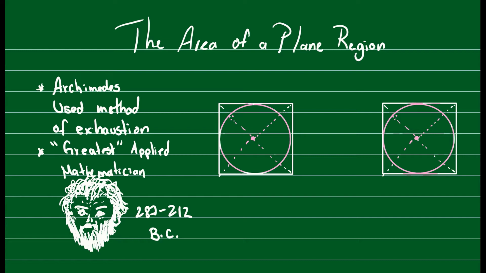And somebody who influenced a lot in this theory was Archimedes. Archimedes was this greatest, quote unquote, applied mathematician that lived from 287 to 212 BC. Or from 212 to 287, one of the two. All right. But he used the method of exhaustion. What is the method of exhaustion?